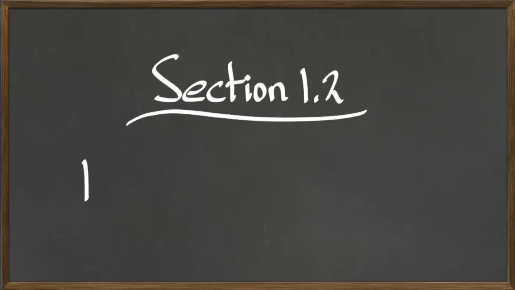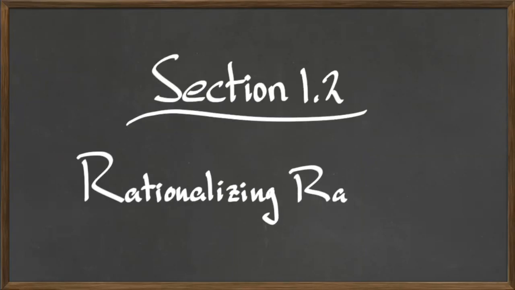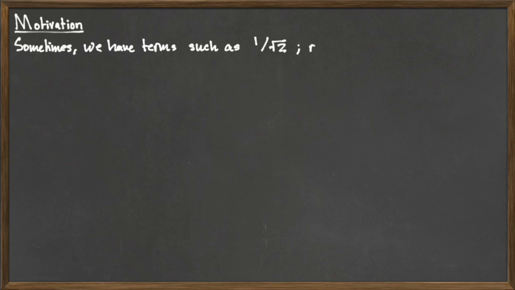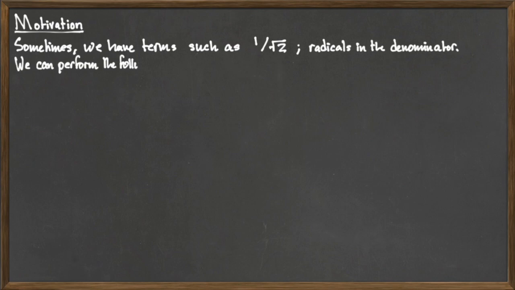We'll conclude section 1.2 on the topic of rationalizing radicals. The motivation is that sometimes we have fractions that look like 1 over the square root of 2, and we don't really want these radicals to exist in the denominator. So we can perform actions that look like the following.